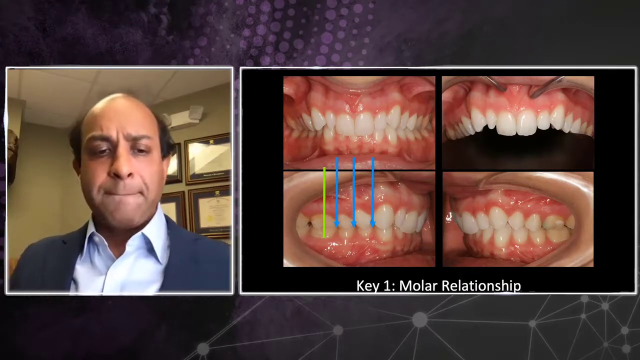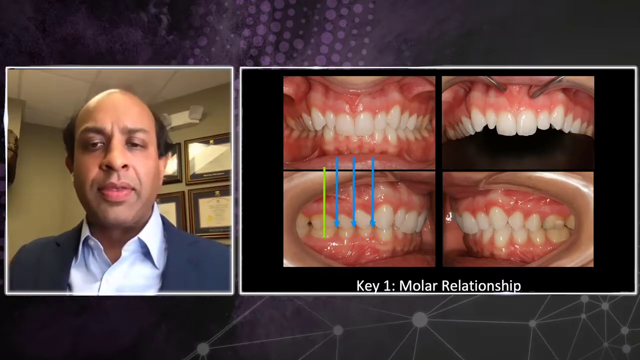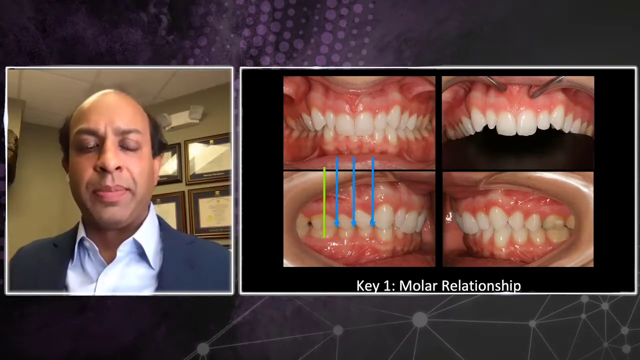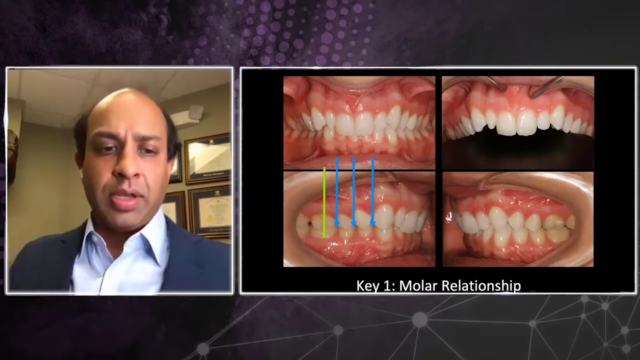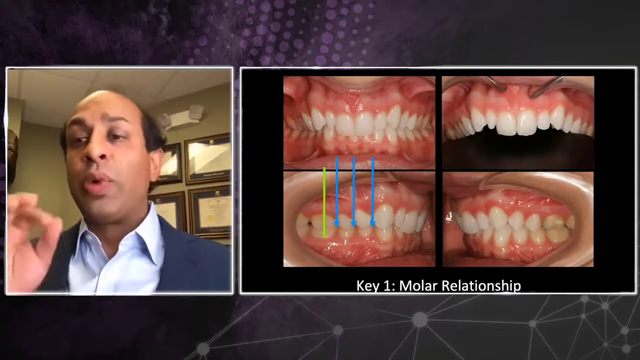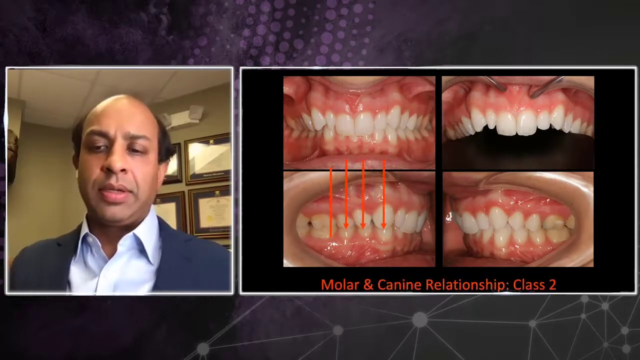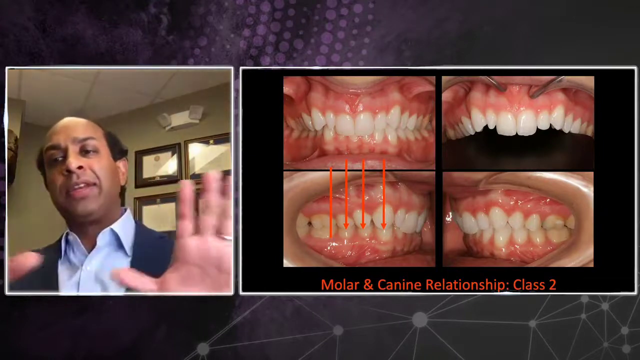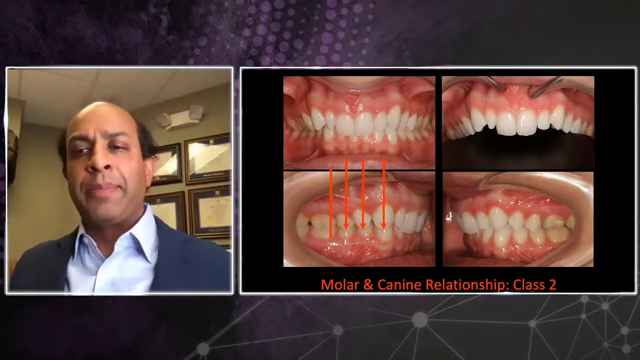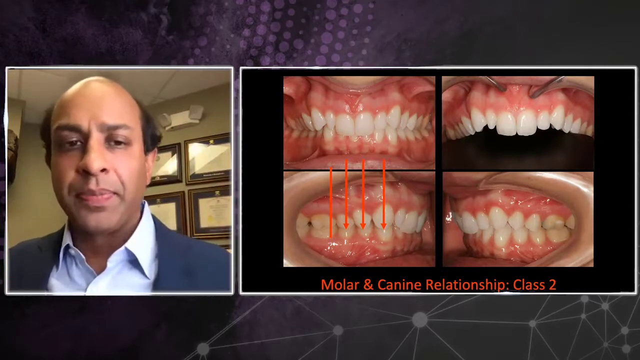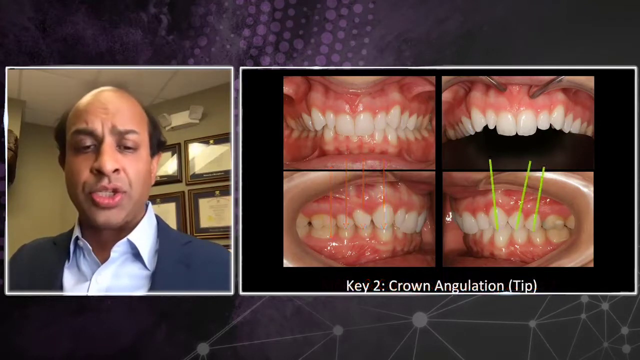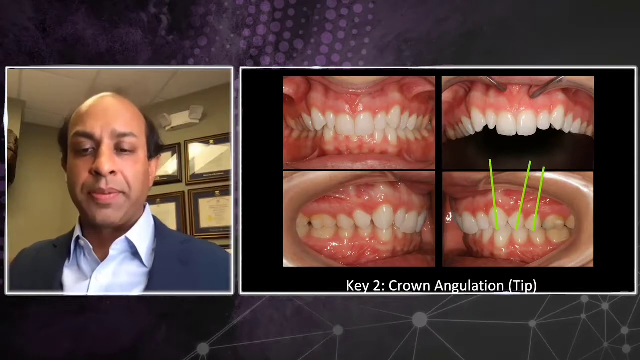This is a perfect case to dissect with the Andrews 6 keys. So if we take a look at key number 1, the molar relationship, what we can see in the green line and the blue arrows is where the teeth should be. If we compare it then to where the teeth are, we can see that everything is either shifted forward on the upper or shifted back on the lower. And this is, as most of you know, called an Angle's Class 2 molar and canine relationship.